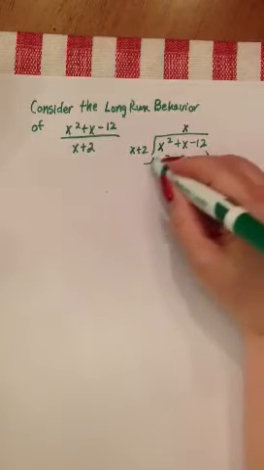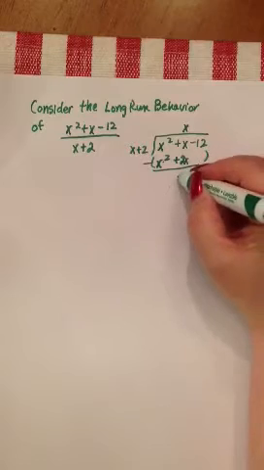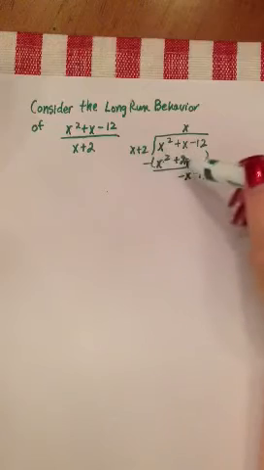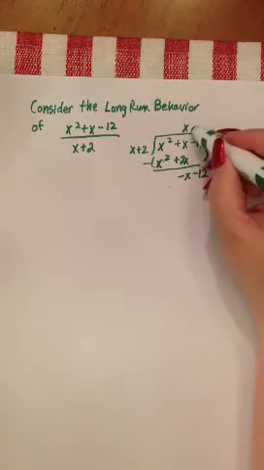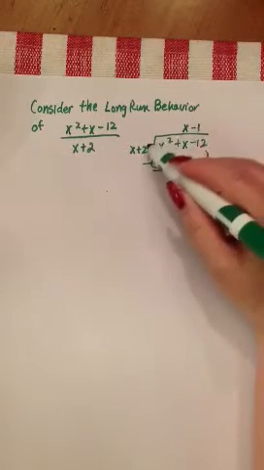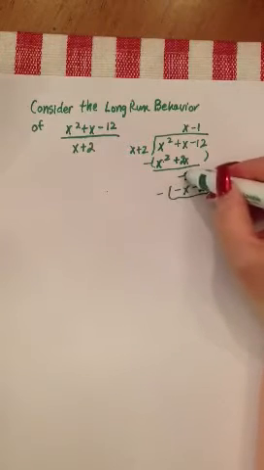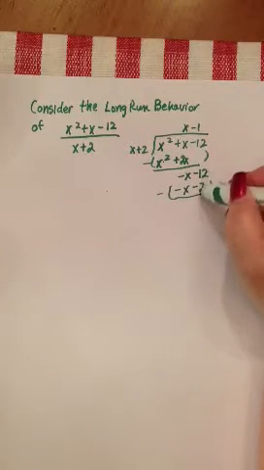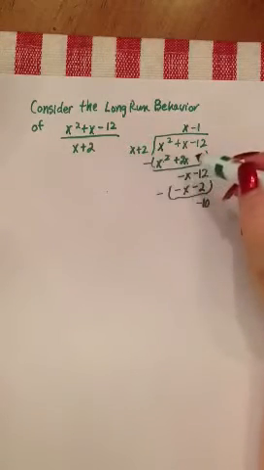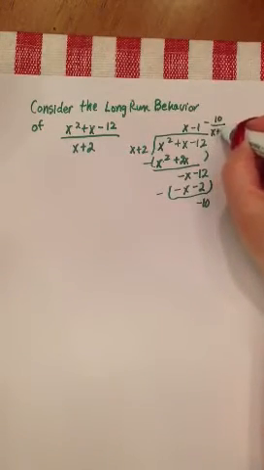Then we subtract: x squared minus x squared is 0. x minus 2x is negative x, minus 12. What am I going to have to multiply x by to get negative x? Well, negative 1. So negative 1 times x is negative x, and negative 1 times 2 is negative 2. Then I subtract: negative x plus x is 0, negative 12 plus 2 is negative 10. As soon as this degree is less than this one, then you can stop. So I'm going to say it's minus 10 over x plus 2.